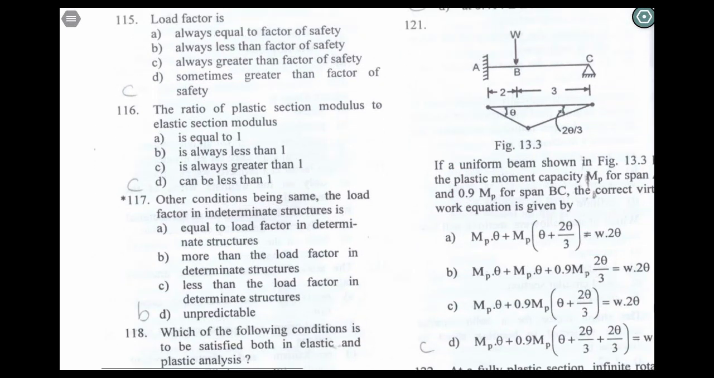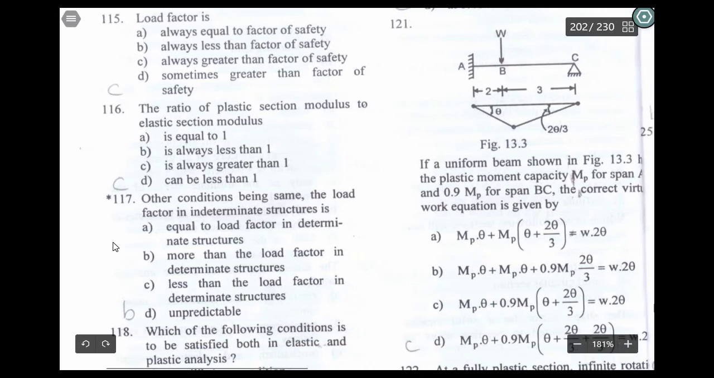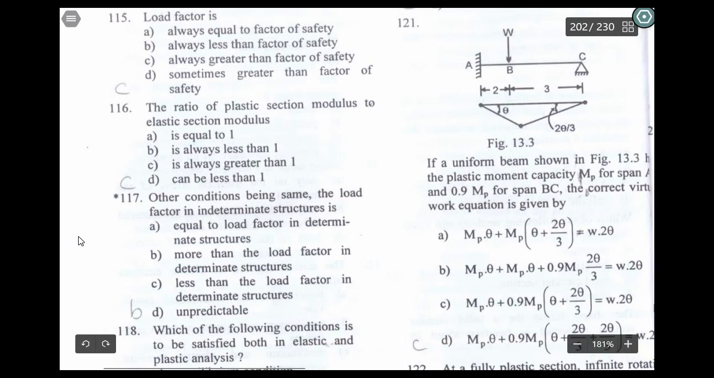Here is also a diagram shown. If a uniform beam shown in a figure has the plastic moment capacity MP for span A and 0.9 MP for span BC, the correct virtual work equation for this is given by, the correct option for this will be option number C, MPθ plus 0.9 MPθ plus 2θ upon 3 is equal to W into 2 into θ.